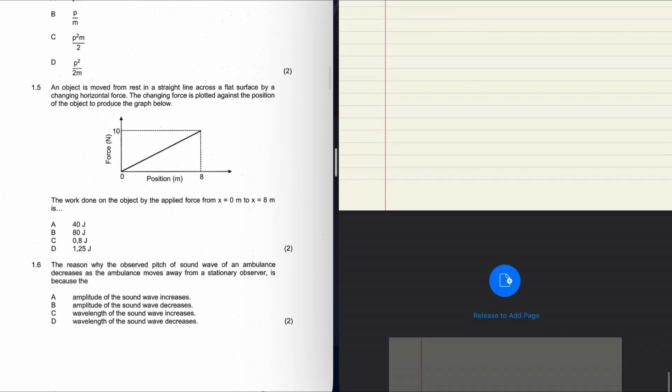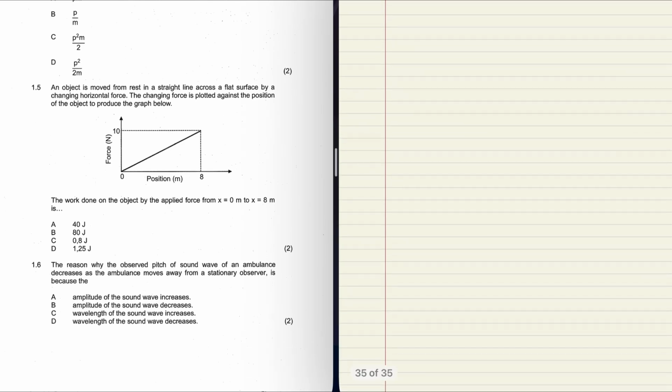Question 1.5. An object is moved from rest in a straight line across a flat surface by a changing horizontal force. The changing force is plotted against the position of the object to produce the graph below.